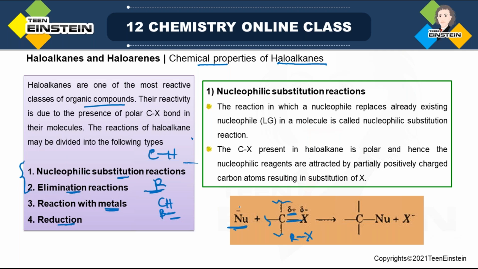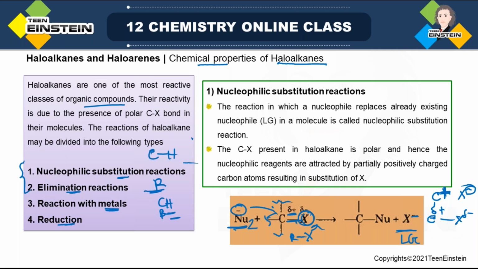When we use delta, we are trying to express partial polarity. When you write C plus and X minus, that means the bond is totally broken between C and X. But when you write C delta plus and X delta minus, that means a partial positive charge is generated, not a fully positive charge. So in this way we can represent that the C-X bond is polar. Now this X will be replaced by the nucleophile. So the nucleophile will attack carbon, and X will be removed. So this is the leaving group. You can also say that X minus is as if another nucleophile.